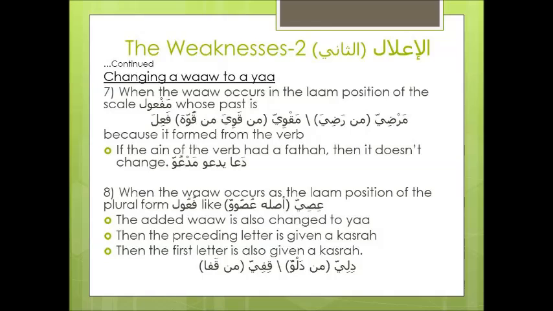Eighth, when the waw occurs as the lam position of the plural form fu'ul, like usul, it became aysi. The added waw is also changed to a ya, then the preceding letter is given a kasra, then the first letter is also given a kasra, as in qifi and dili.